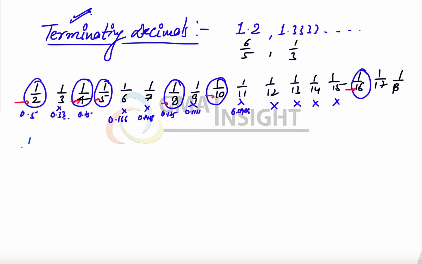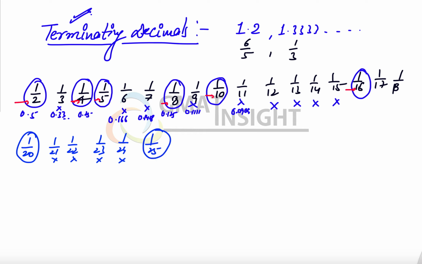For example, 1 upon 20. Why did I say 1 upon 20? Because the denominator is made up of only 2 and 5. And yes, it's a terminating decimal. 1 upon 21 is not, 1 upon 22 is not, 1 upon 23 is not, 1 upon 24 is not, 1 upon 25 is once again a terminating decimal.